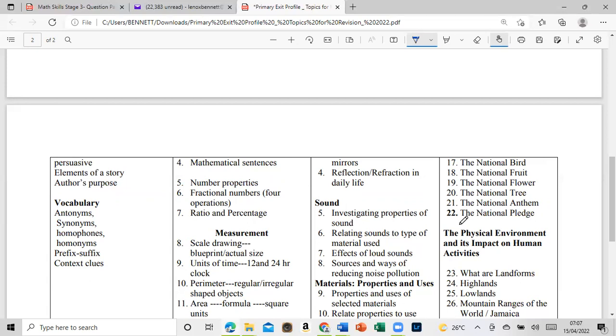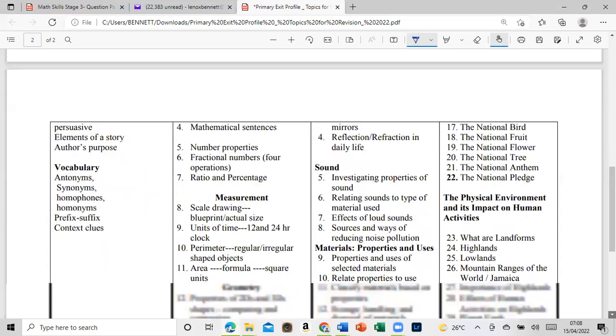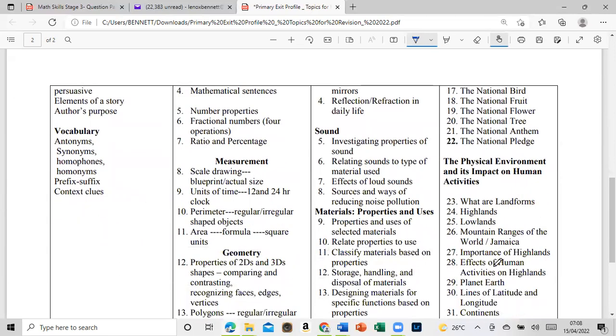All right, sound, investigating properties of sound, related sounds of materials used, effects of loud sounds, and so forth. You know, like what does loud sound, or those that affect humans, and so forth. Sources and ways of reducing noise pollution. How can we reduce noise pollution in our environment? Can the government do what us the regular citizens do? All right, what about the parties and so forth? These are possible scenarios they can give them.